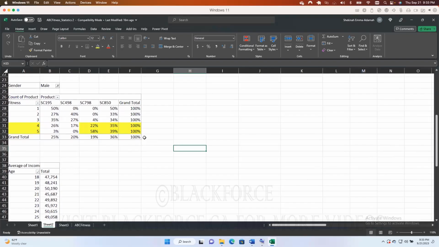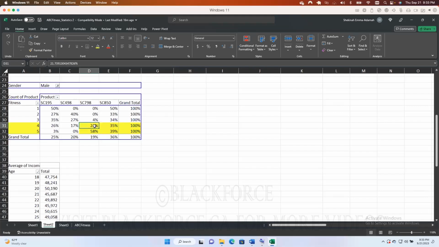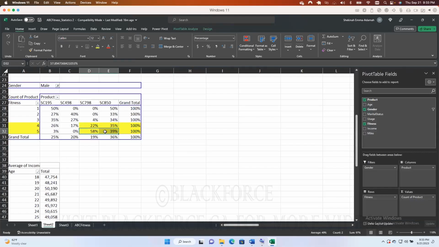So if you were doing market research at this point, you might want to start looking at what it is about these products that makes it the case that people that are very fit, like between these two, in fact, 97% of all the fitness 5 people use either the 798 or 850 product, and they don't care much for these other products. So the SC195 and 498 seem to be doing better among people of low to intermediate level fitness.